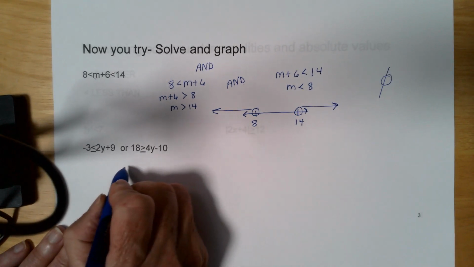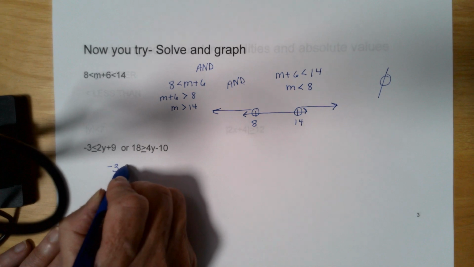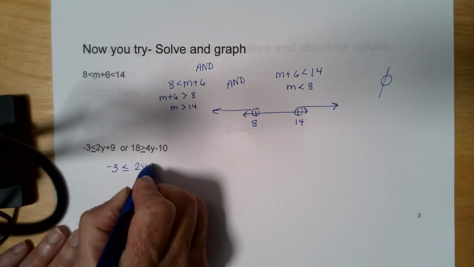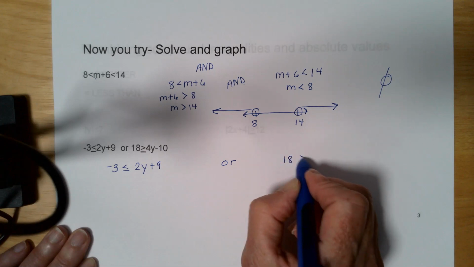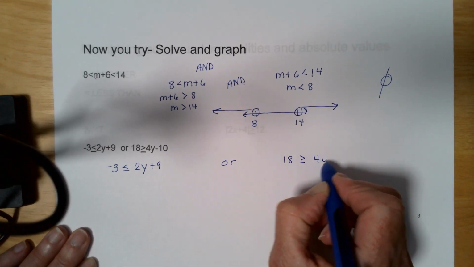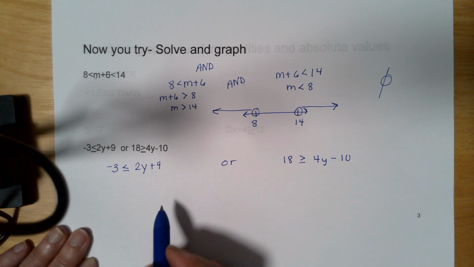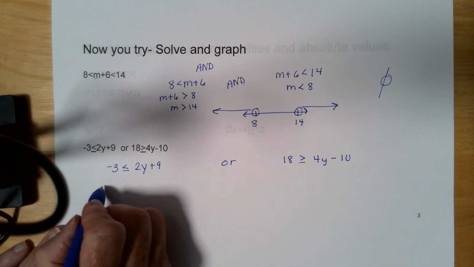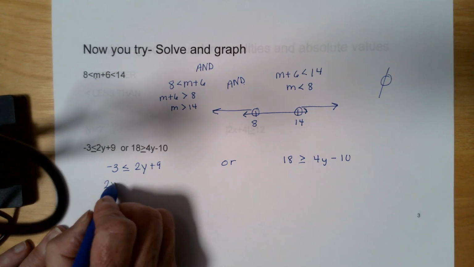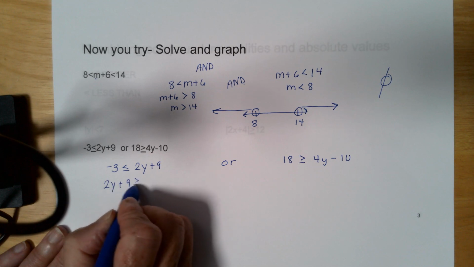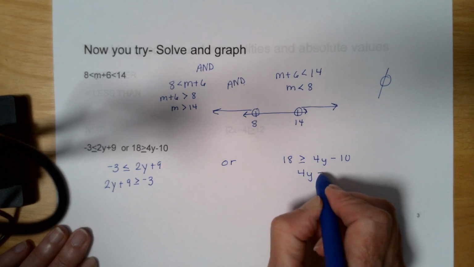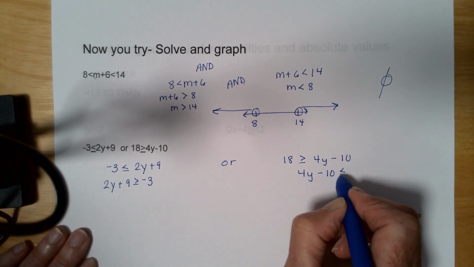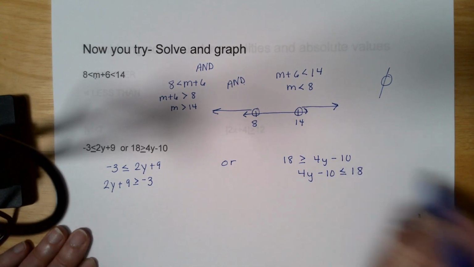This one's an or statement, so I have negative 3 is less than or equal to 2y plus 9, or 18 is greater than or equal to 4y minus 10. I'm going to solve these, so actually I'm going to switch and put my variable on the left-hand side. That way it will be consistent with my number line, and I can just shade in the correct direction because my variable will be on the left.